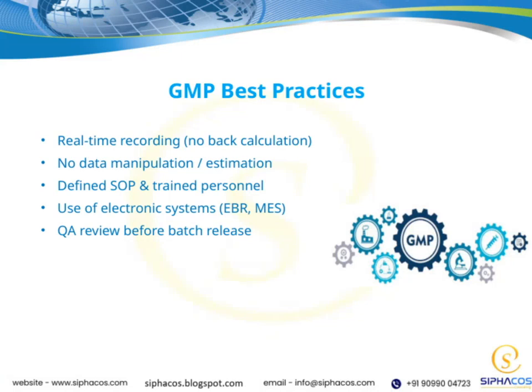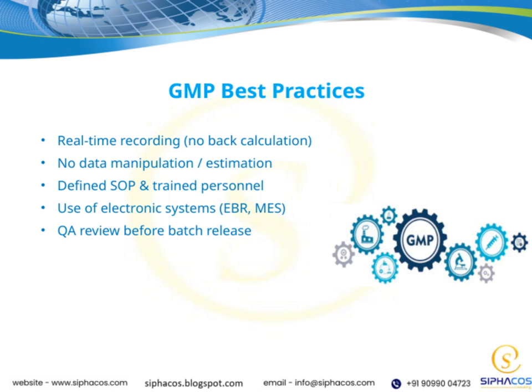Now, let's talk about some GMP best practices that are essential for maintaining quality and compliance. First, real-time recording is crucial. It means capturing data as the process happens, without relying on back calculations later. This helps ensure accuracy and integrity of the data. Next, we avoid any data manipulation or estimation. It's all about keeping the data authentic and trustworthy. Having a well-defined standard operating procedure, or SOP, along with trained personnel, ensures everyone knows exactly what to do and how to do it consistently. This consistency is key to quality.